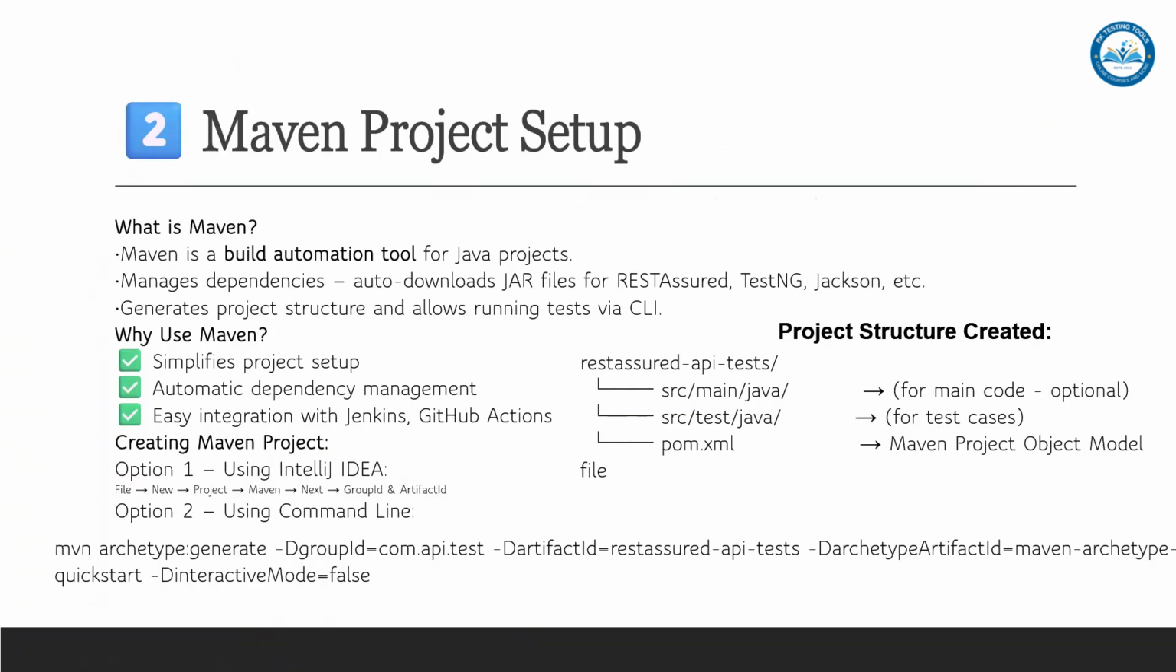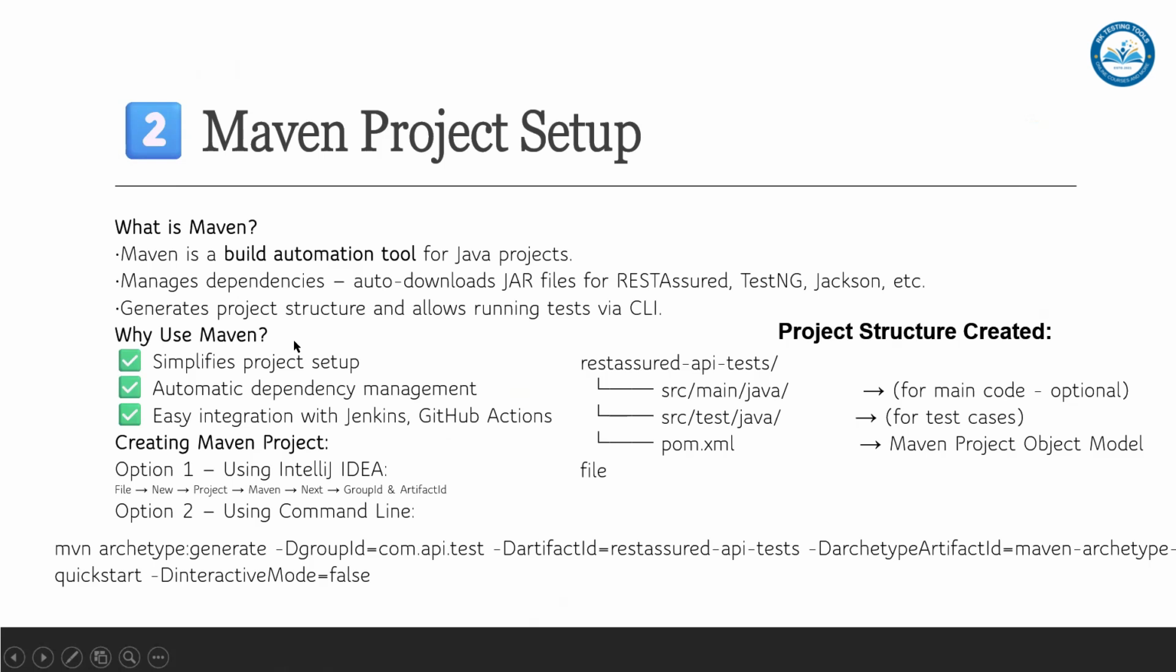The second one is the Maven project setup. What is Maven? Maven is a build automation tool for Java projects. It manages all the dependencies, libraries, plugins, repositories, and jar files for the project. It automatically downloads jar files for RestAssured, TestNG, JSON, etc. It also generates the project structure and lets you run tests via the command line interface. Why use Maven? It simplifies the project setup, handles dependency management automatically, and integrates easily with Jenkins and GitHub Actions.